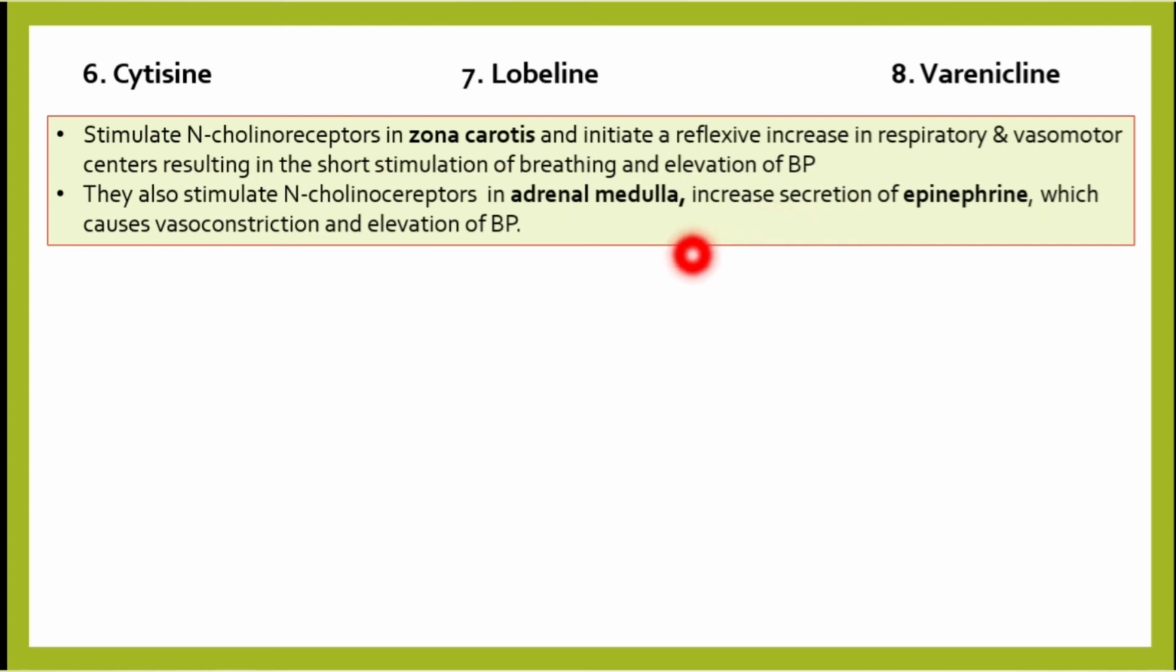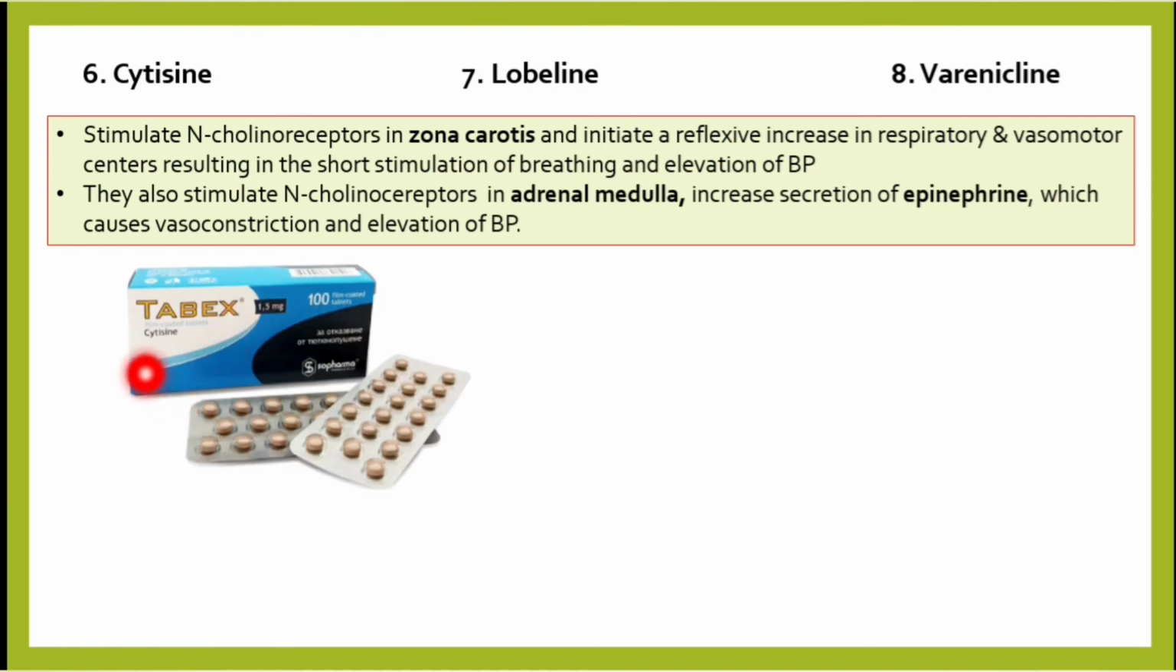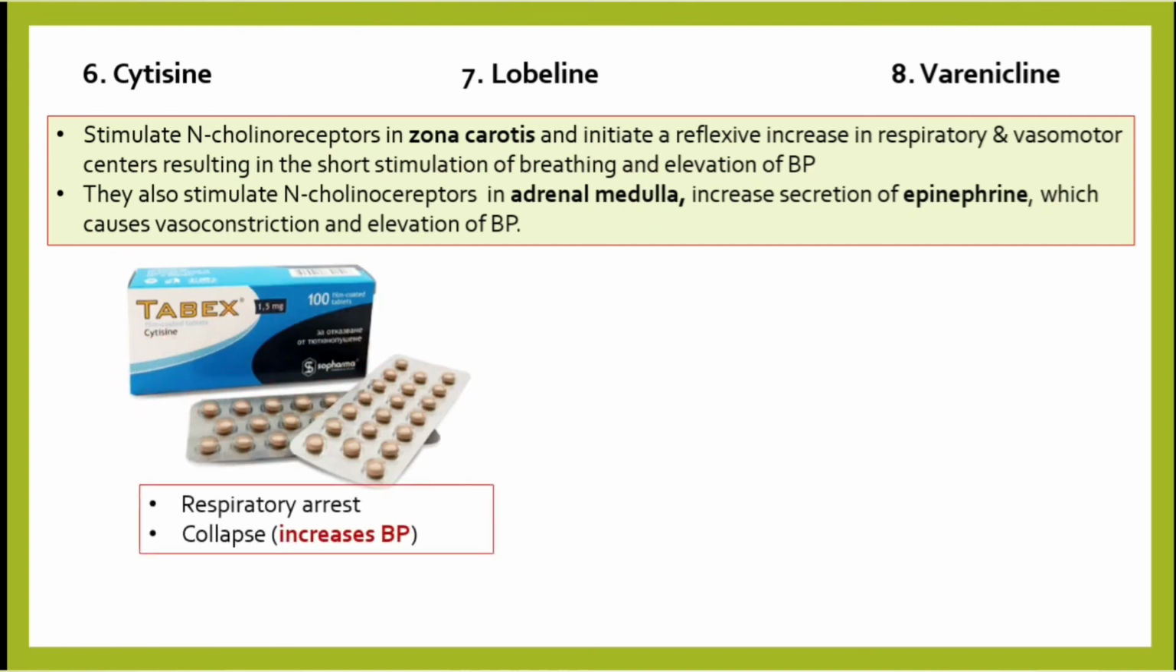So now you know the main effects here: vasoconstriction, increasing blood pressure, and stimulation of the respiratory center, which means there will be an increase in what? Breathing rate. Tabex is the other name for cytisine. This cytisine is mainly used in respiratory arrest, and we can use it during collapse because it increases blood pressure.